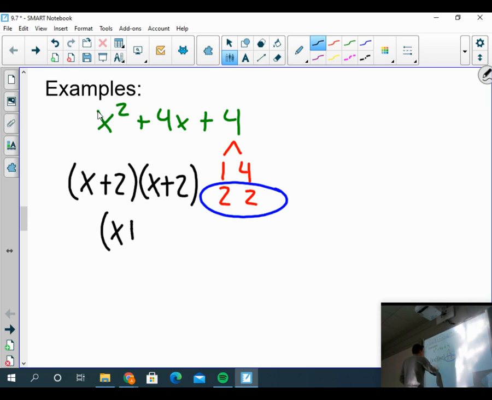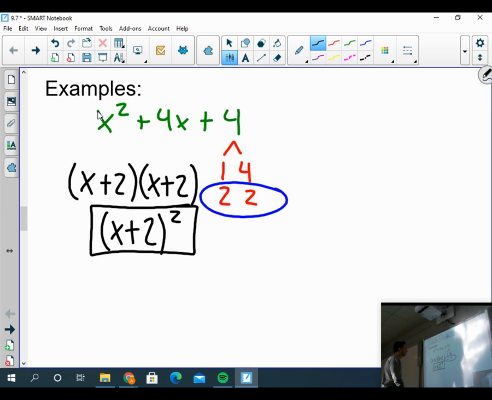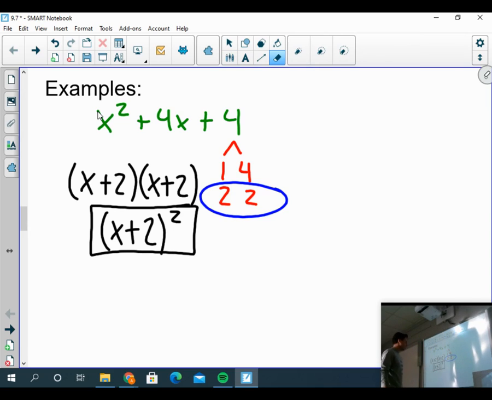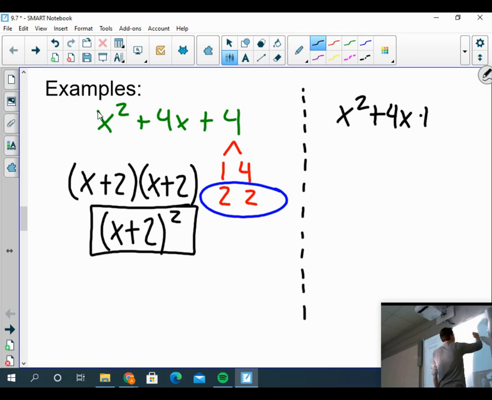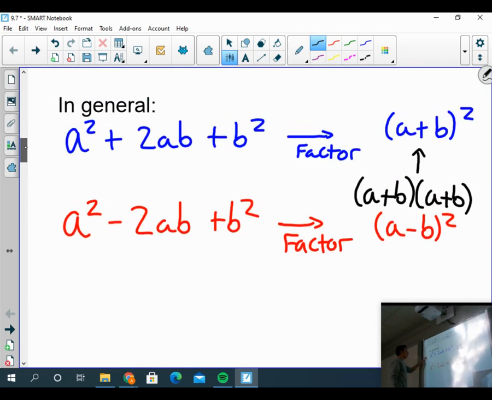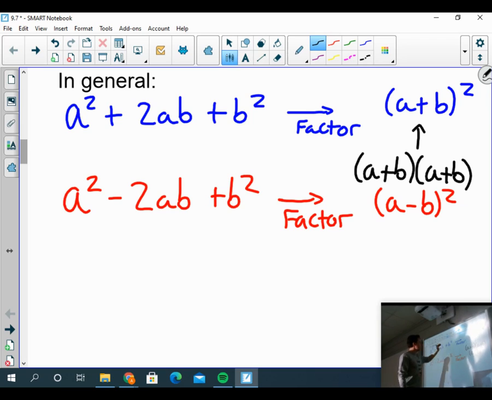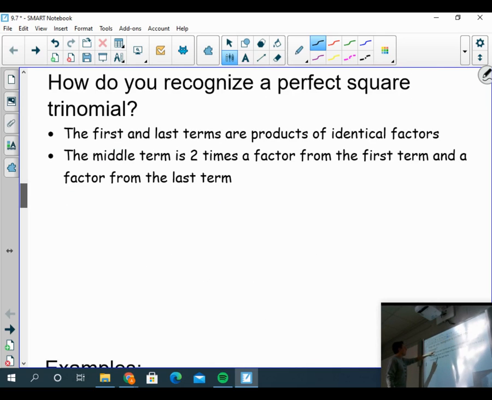And maybe I go, you know what, I can rewrite this as x plus 2 squared, since I have two x plus 2's being multiplied together. But the other option would be to take the shortcut, and that's really what 9.7 is all about. So there's the traditional factoring method. But let's say I was posed with this problem. I needed to factor x squared plus 4x plus 4. And I keep that shortcut in mind. What's the shortcut? That if a perfect square trinomial is in either of these two forms, it will automatically factor to that. But in order to do this, we have to recognize what is a perfect square trinomial.